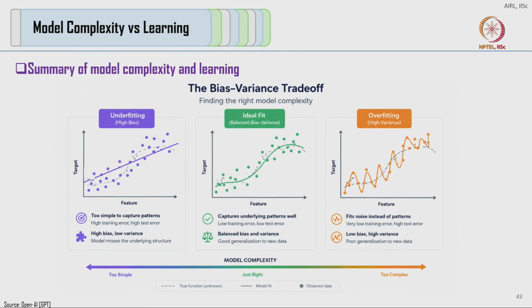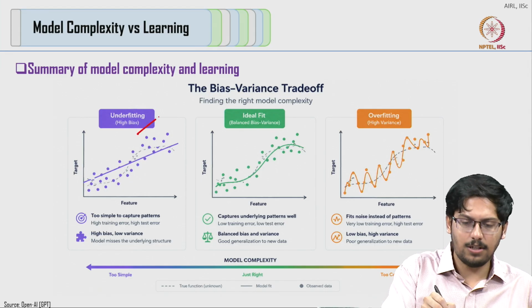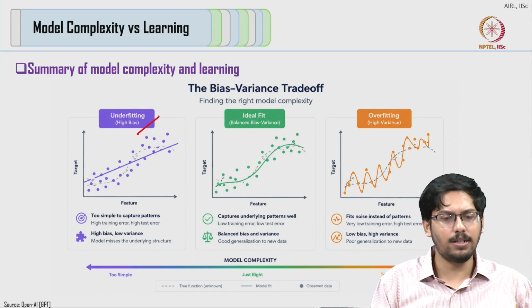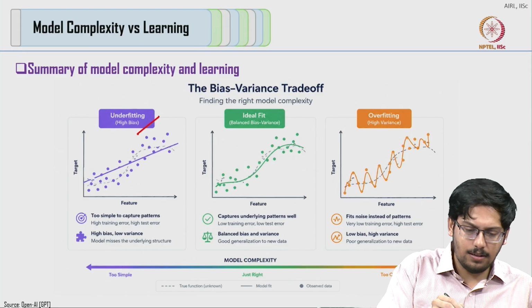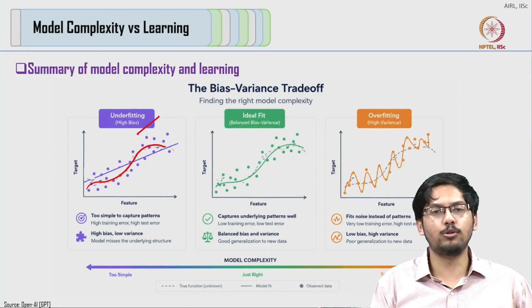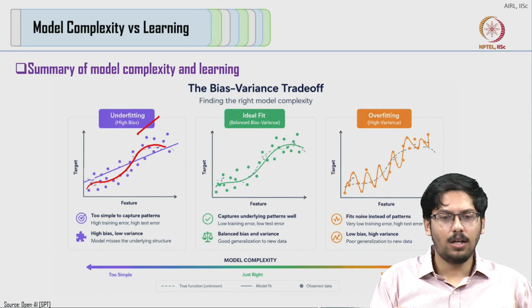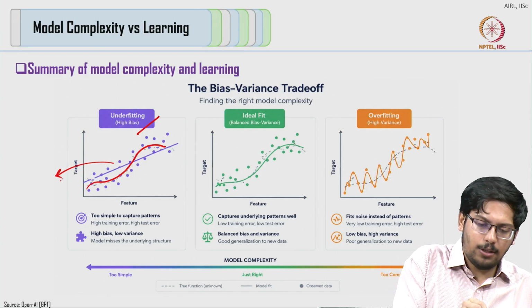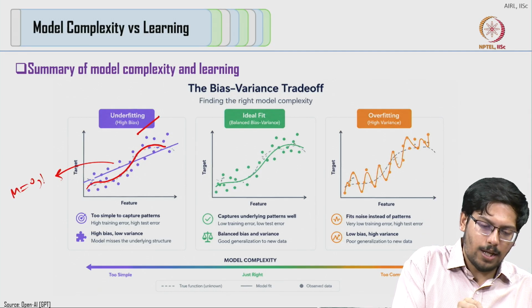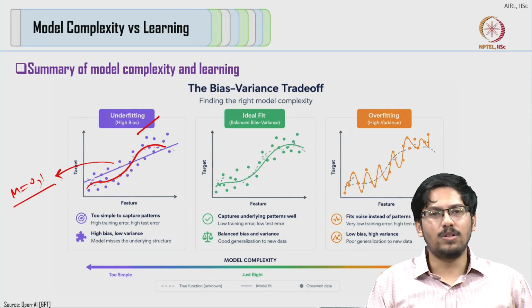Okay, so let's quickly summarize the model complexity. If we see the first part, which is the underfitting part, we can see that this particular curve does not highlight the true distribution of the data set. This could be highlighted by m equals 0 or m equals 1, which is essentially just a linear line.